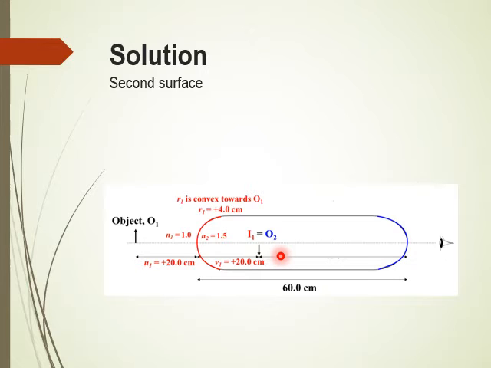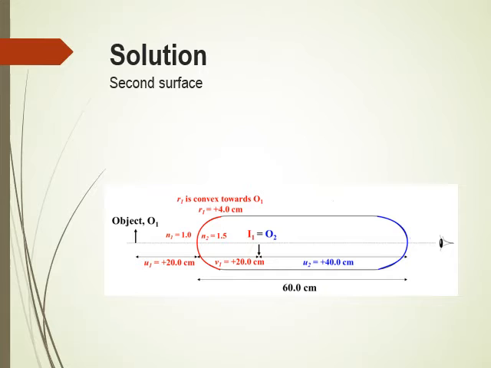Remember, you cannot use v1 as your u2, okay? Because object distance is defined as the distance between the object and the refracting surface. In this case, we still don't have u2 yet. So now let us calculate u2. If you look at the diagram, u2 equals 60 cm minus 20 cm. Therefore, u2 equals 40 cm.